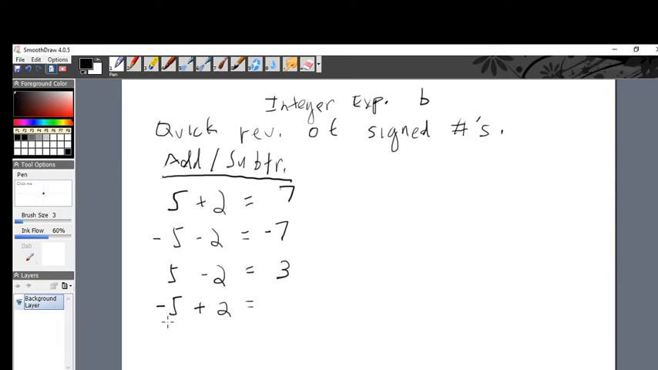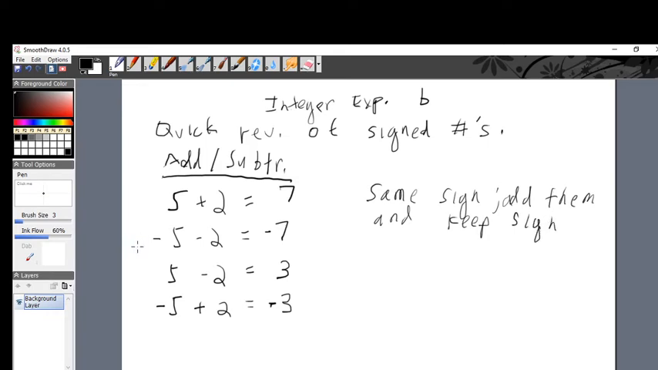Let me show you this again in the next one. You have one negative, one positive. How do you deal with this? One number is negative, one number is positive. You subtract the smaller from the larger, 5 minus 2 is 3, and keep the sign of the larger. So what are the rules? The rules are, if they're the same sign, then you add them and keep the sign. That's exactly what I did in the first two. I added them and kept the sign.